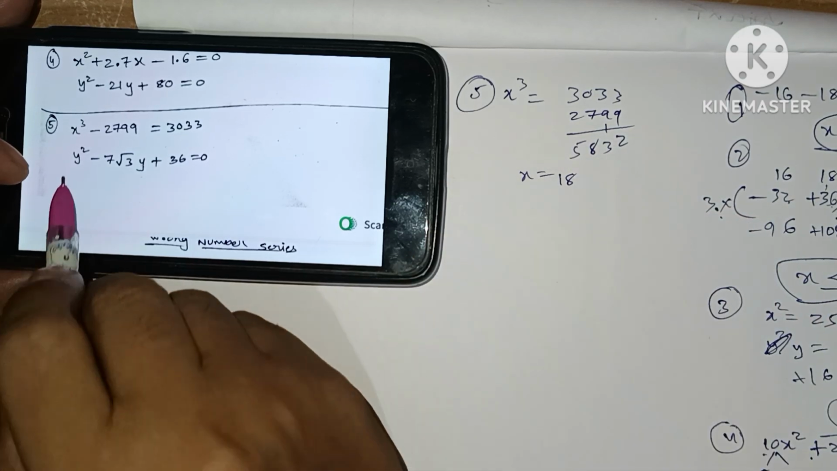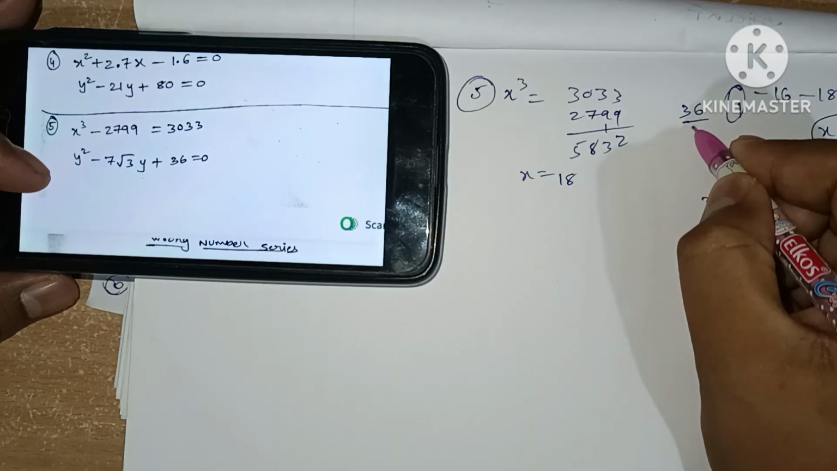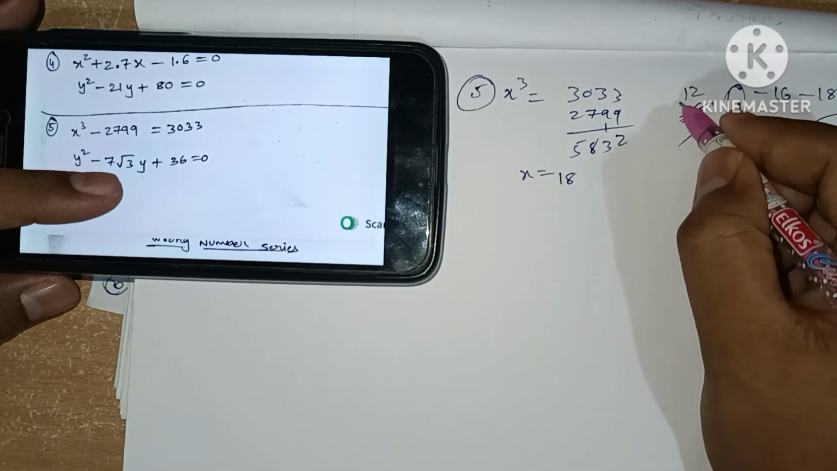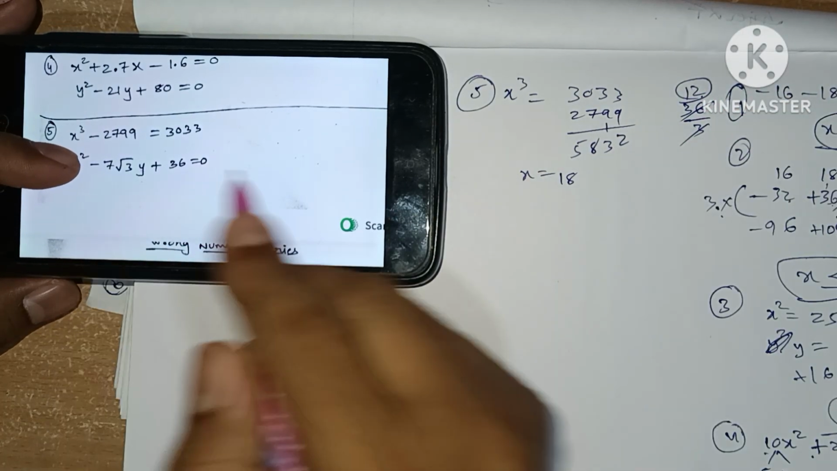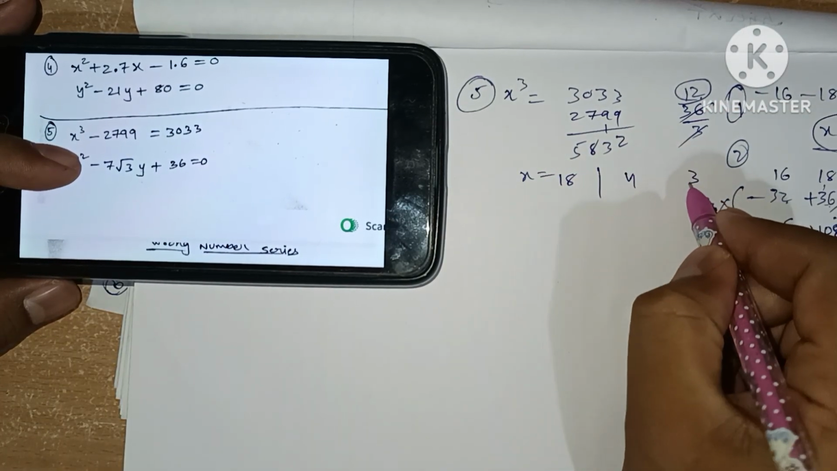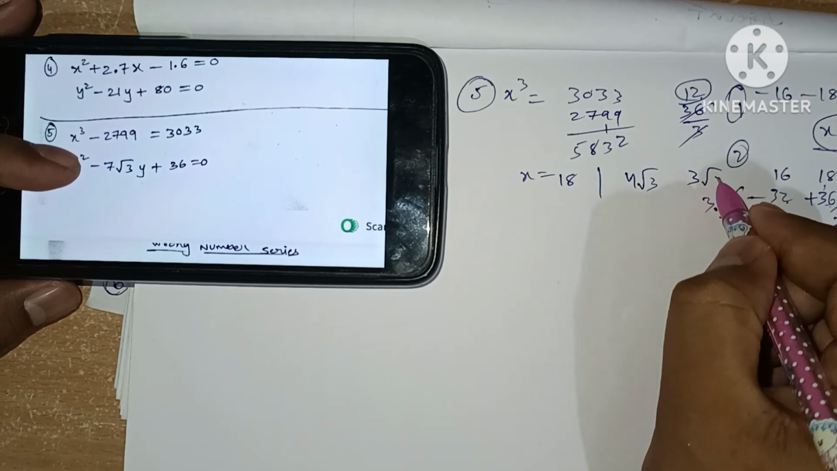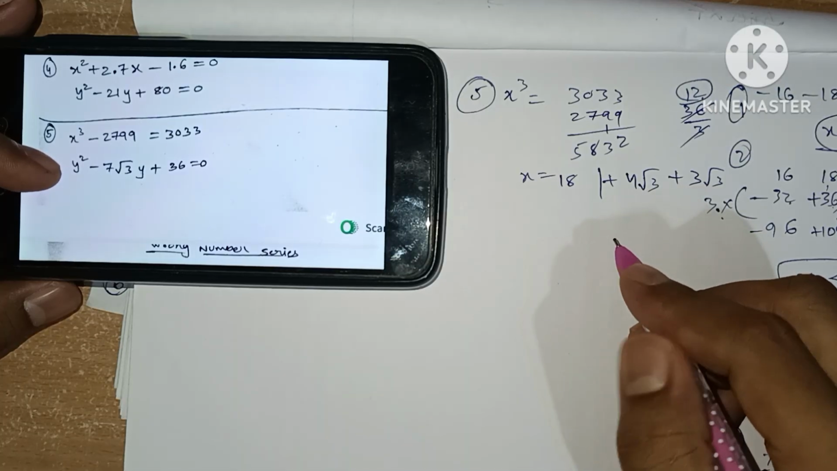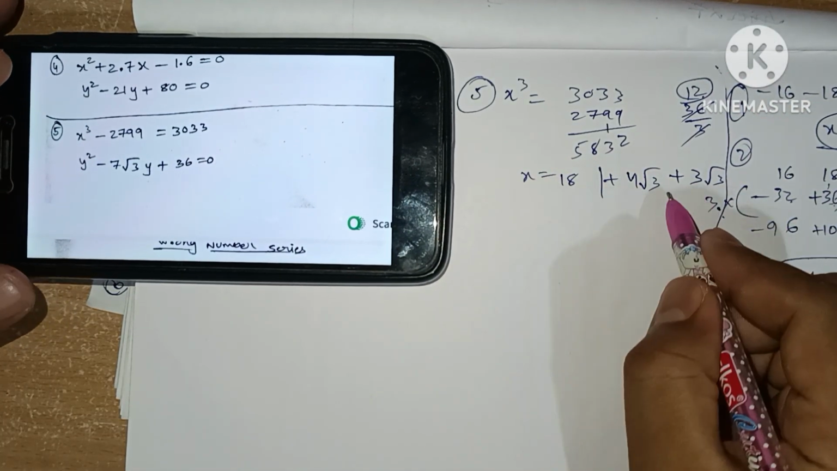Next, here we see root 3. So we divide 36 with 3, 12 times. So we need to find the factors of 12 and we need to get 7, means 3 times 4. And here we have root 3 and here also root 3. Minus and plus means both the roots are positive. Okay, so what we are left with is this one.